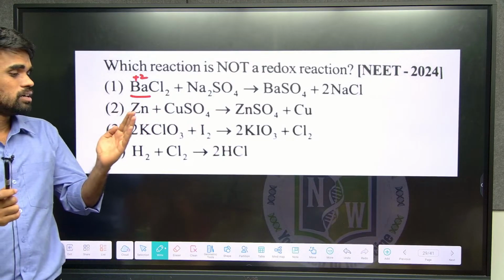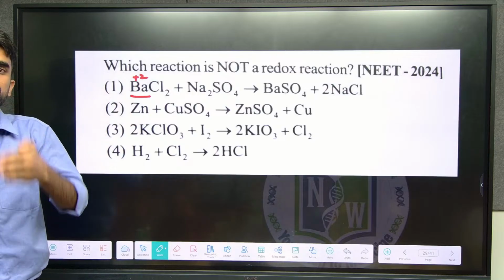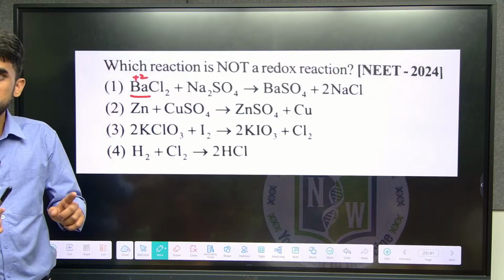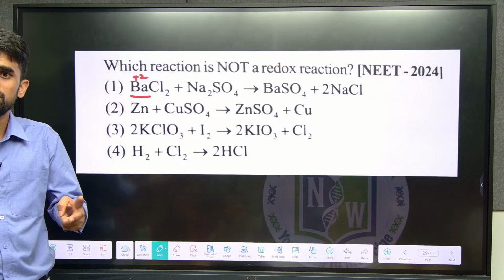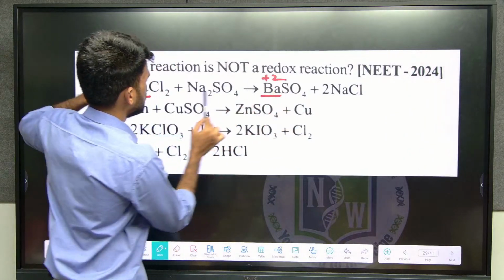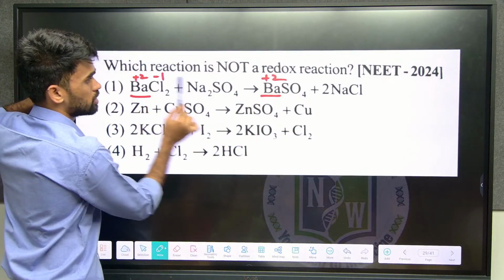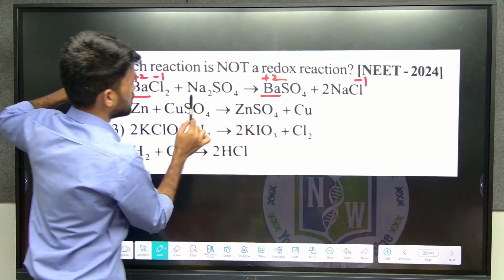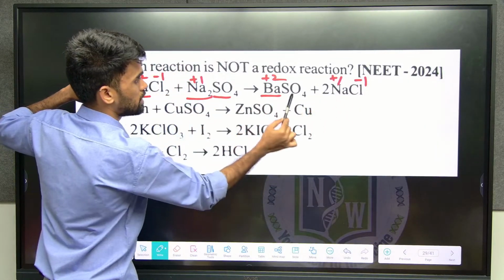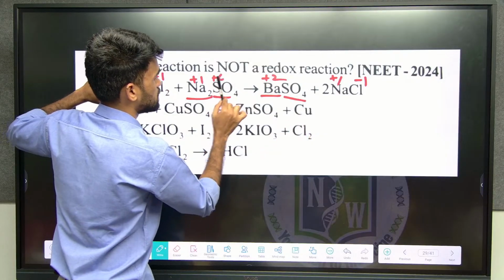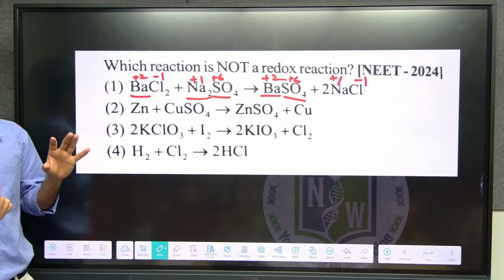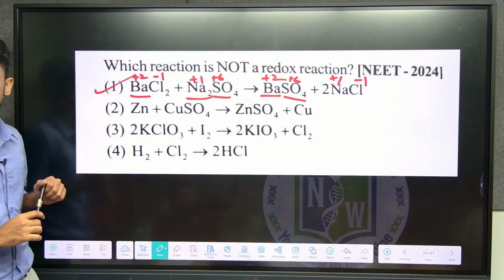Whenever alkali metals or alkaline earth metals are in the combined state, they are always plus 1 for alkali metals, plus 2 for alkaline earth metals. So here plus 2, here also. Here it is minus 1, here also minus 1. This one plus 1, here also plus 1. Here sulfate ion, here also sulfate ion, means plus 6 here, here also plus 6. Is there any involvement of oxidation reduction? No. So only the first option is not a redox reaction.